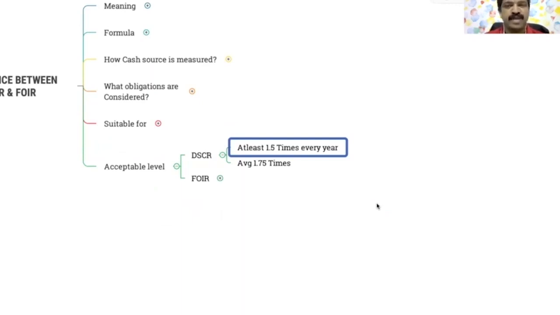Okay, this is every year. That is, if the loan is for 5 years, for each and every year, the ratio should be at least 1.5. And average DSCR will also be calculated, which should be at least 1.75. And again, it can vary bank to bank.